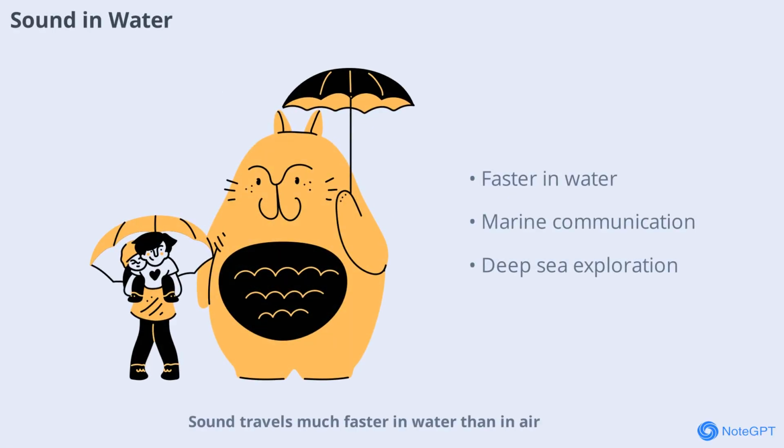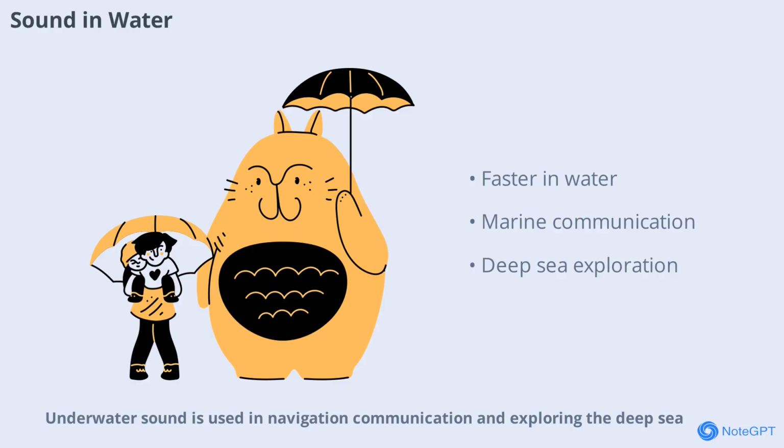Sound travels much faster in water than in air. This is why whales and dolphins can communicate over long distances in the ocean. Underwater sound is used in navigation, communication, and exploring the deep sea. Understanding how sound behaves in water opens up new possibilities for science and technology.